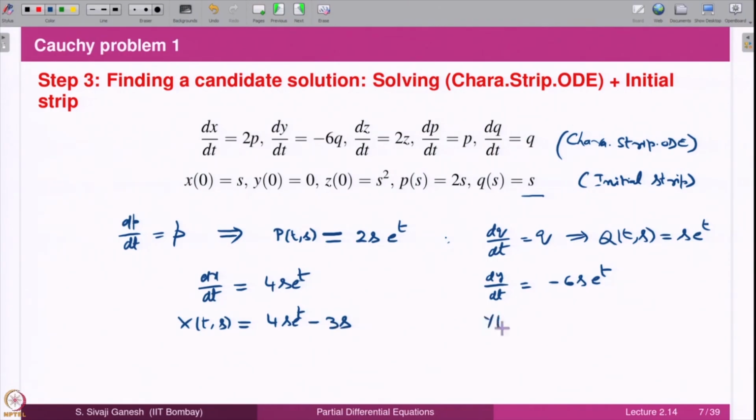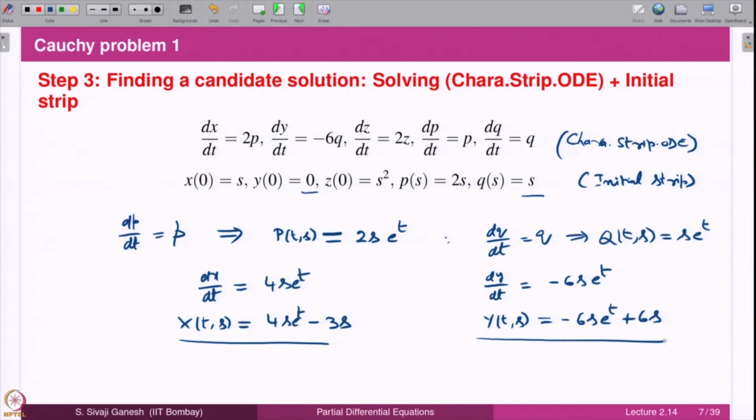Similarly, for y, this is minus 6s e^t, and the integral will again be e^t. So, minus 6s e^t plus a constant, but at t equal to 0, I want the initial condition to be 0. Therefore, to minus 6s e^t, I add 6s. Now, this satisfies. So, this is x(t,s), this is y(t,s).